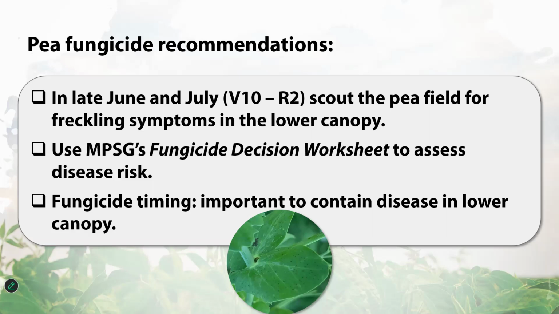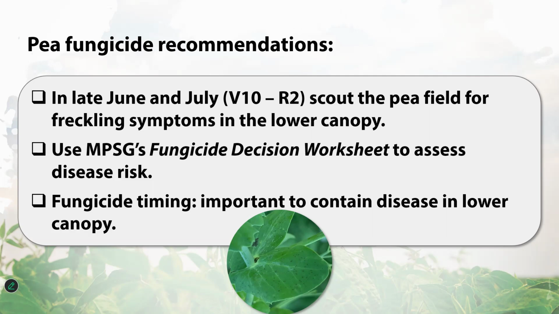Lastly, a few field pea fungicide use recommendations. So in late June and July, or stages V10 to R2, scout the field peas for freckling symptoms of Ascochyta blight in the lower canopy. If there is no disease and it's dry, you may be able to hold off spraying. Fine-tune your decisions using the Manitoba Pulse and Soybean Growers Fungicide Decision Worksheet to assess the disease risk.